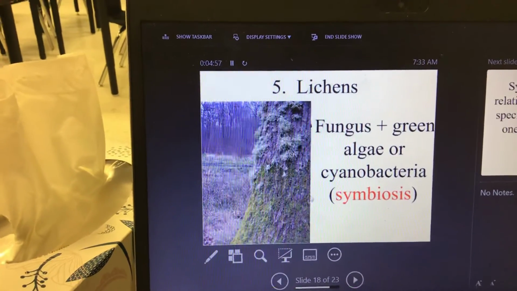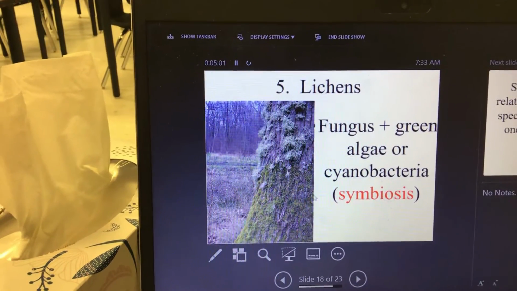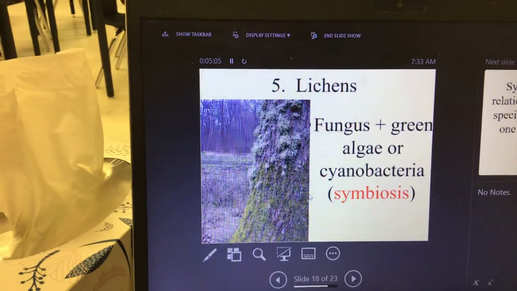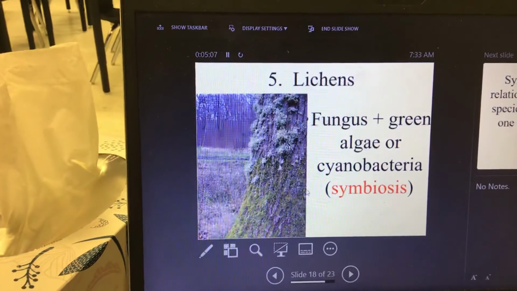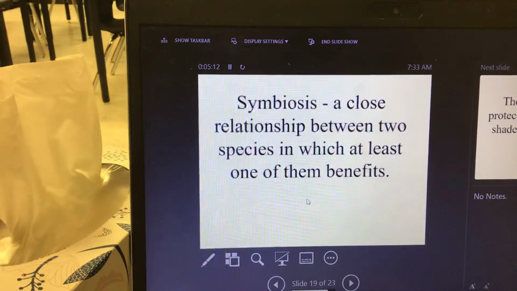And then lichens are the other type of fungi. What a lichen is, it's a fungus with an algae, or a fungus and a bacteria, working together, living together. You'll get these on your shingles on your roof, on the side of old dead trees, things like that.